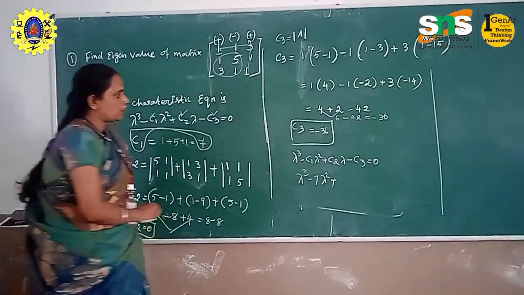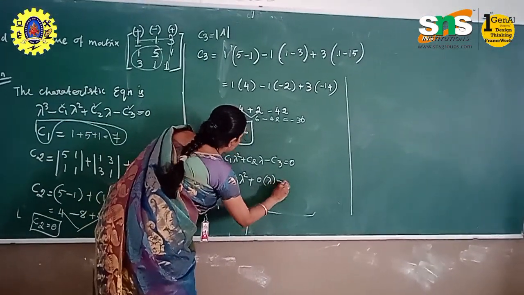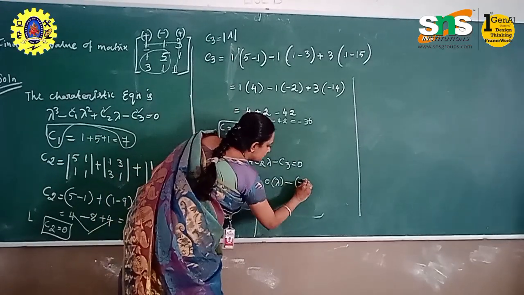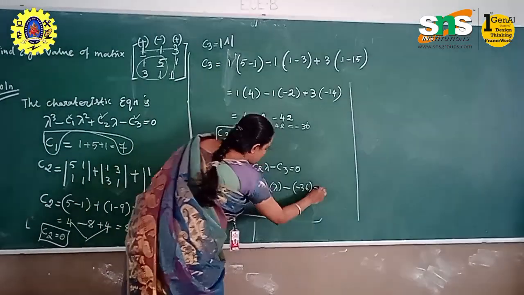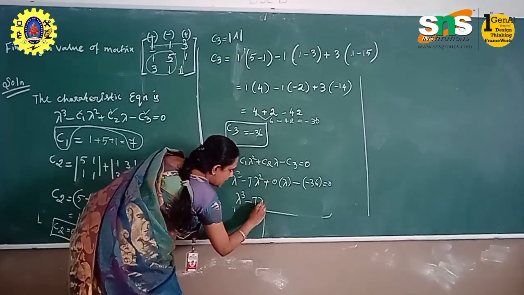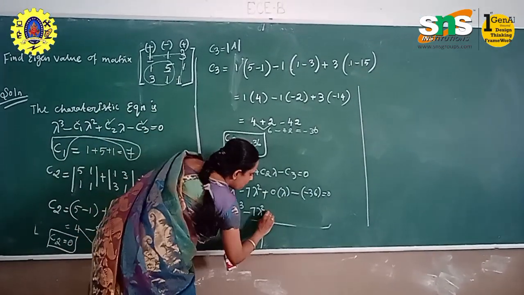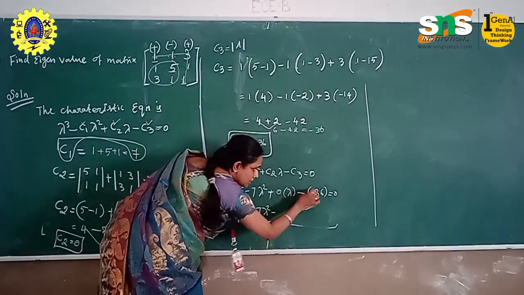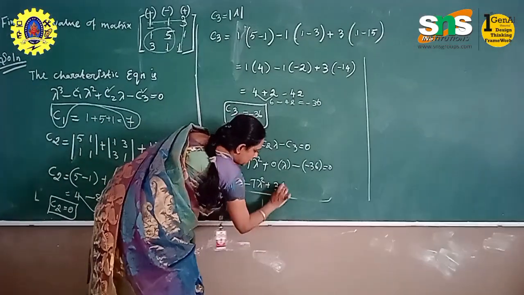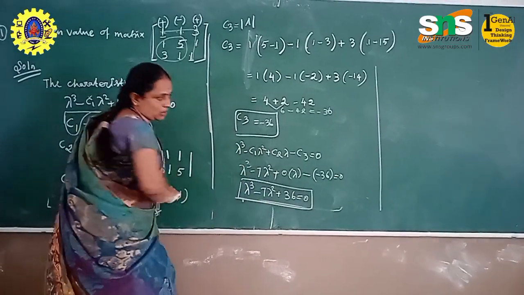C2 is 0, so we have to write 0 into lambda minus C3. C3 is 36, equal to 0. Then we have to simplify: lambda cube minus 7 lambda square. 0 into anything is 0, so no need to write. Minus into minus is plus, so plus 36 equal to 0. So this is our characteristic equation.